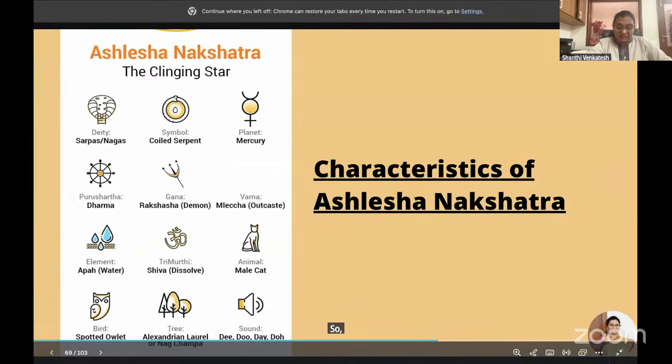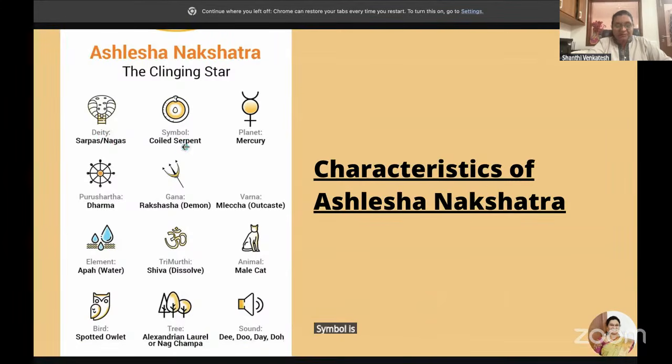So Ashlesha is a nakshatra of intuition, intelligence, emotional intensity, and the ability to understand what lies below the surface. That is the quality of Ashlesha Nakshatra. So the deity is Nagas or the serpents. Symbol is a coiled serpent, and planet is Mercury. See here, the deity also is Naga. The symbol is also a coiled serpent, and the planet that rules is Mercury. Male cat is the animal for Ashlesha Nakshatra.